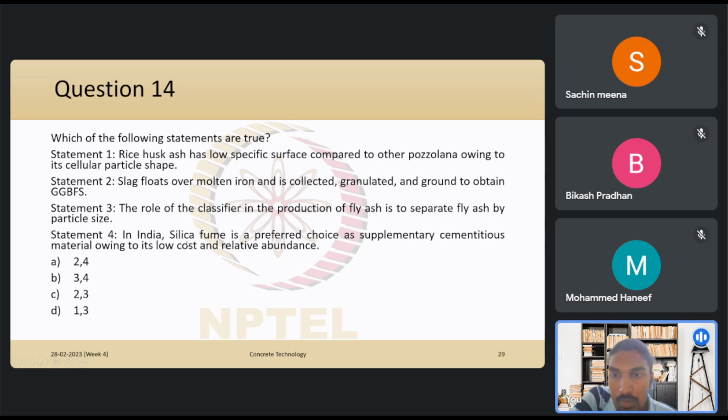Because we don't have it in abundance here, and therefore the cost of it is higher, and therefore in our country it is not the preferred choice, right? From the financial perspective, right? So therefore statement 4 is also false. So only 2 and 3 are correct. So the right option is option C.